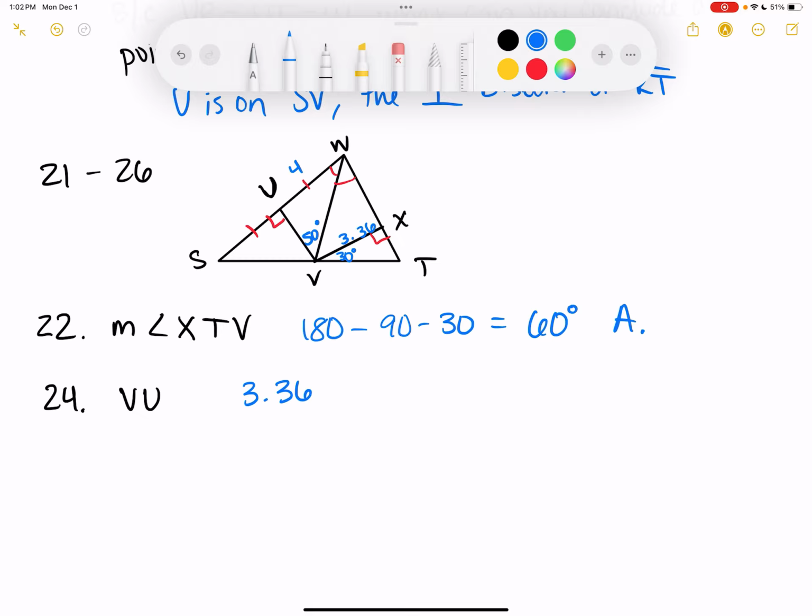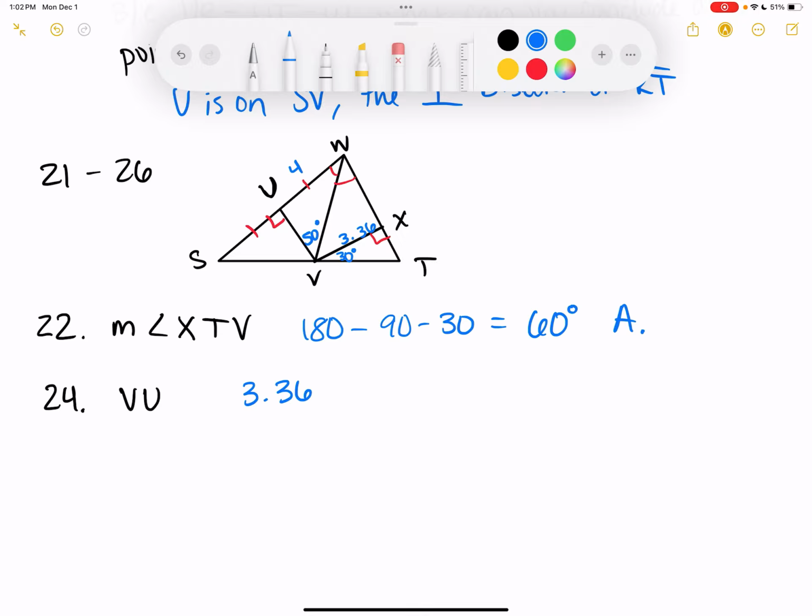Because this is a bisector. Ooh. Because this angle is, they didn't tell us that, but we know that that's an angle bisector because this angle is congruent to this angle. So that means that this side has to be congruent to this side.